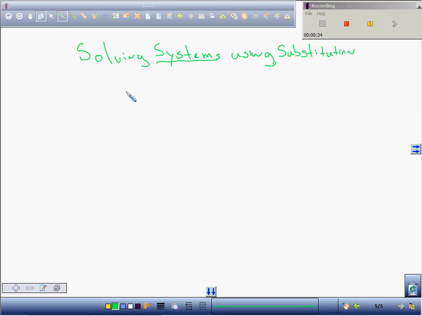So in the first case, I'm going to take the lines y equals negative 4x plus 8, and the line y equals x plus 7. And I want to see where those two lines cross. So an easy way to do this is to use substitution. And substitution means just what it sounds like. You take one thing and you put it in for something else.